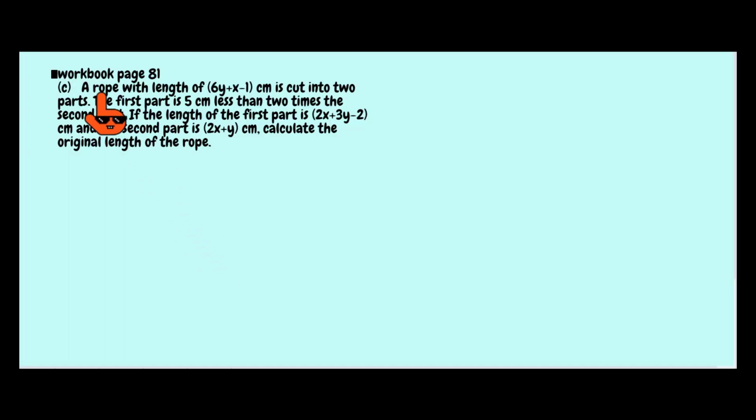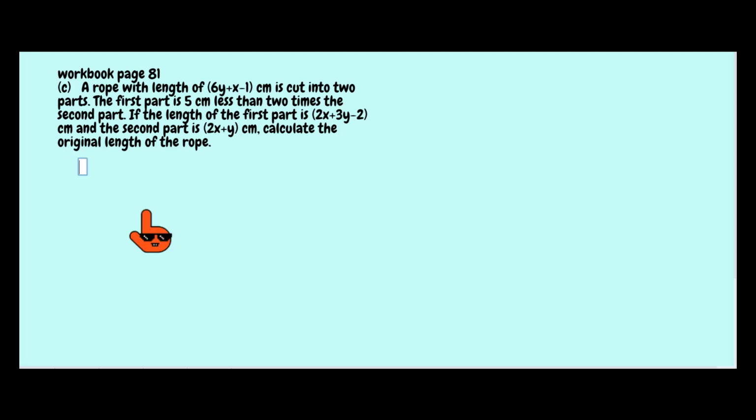We are going to Question 1. A rope with a length of 6y plus x minus 1 cm is cut into two parts. The first part is 5 cm less than 2 times the second part. If the length of the first part is 2x plus 3y minus 2 cm and the second part is 2x plus y cm, find the original length of the rope. So we are going to write down the first.